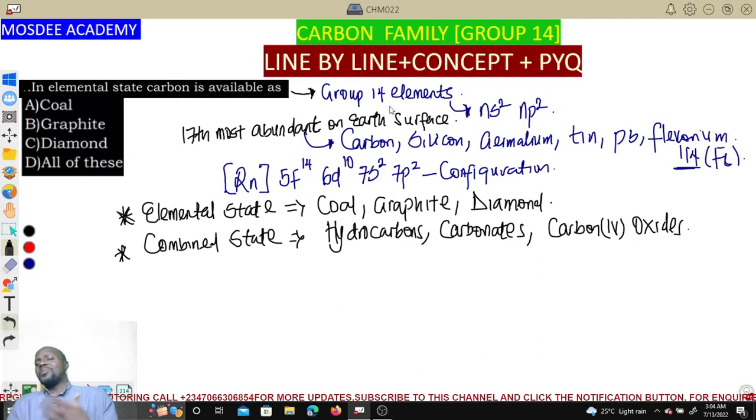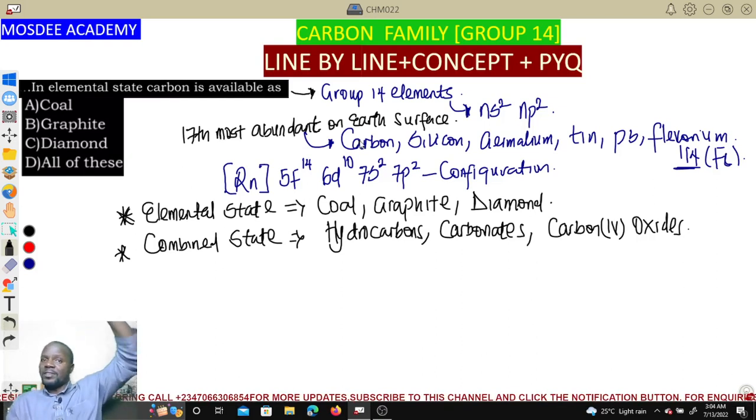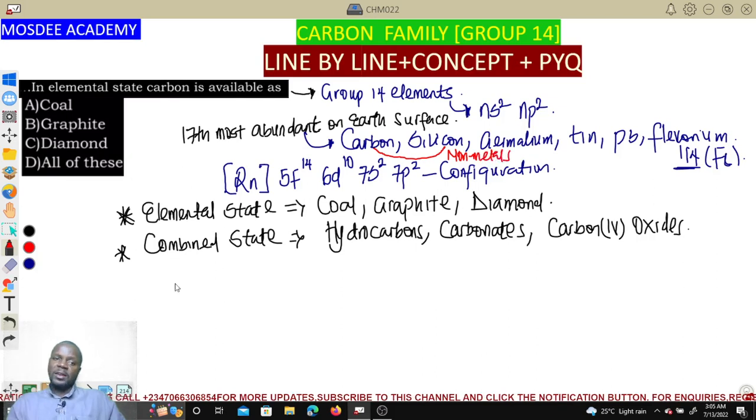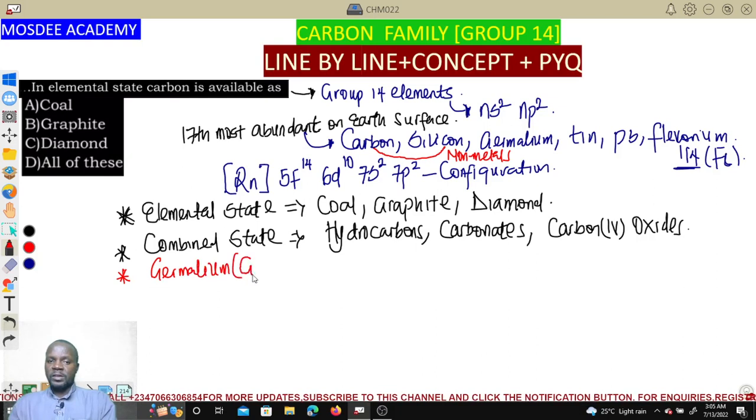Talking more about the elements, we first of all look at the properties in the periodic table to classify each of them, how they increase and decrease. Now, if you watch very well, you are going to notice something about this group 14 element. These two members, carbon and silicon, are non-metals. Whereas germanium, which is Ge, and some question can test you on that, is a semi-metal, which we call a metalloid.